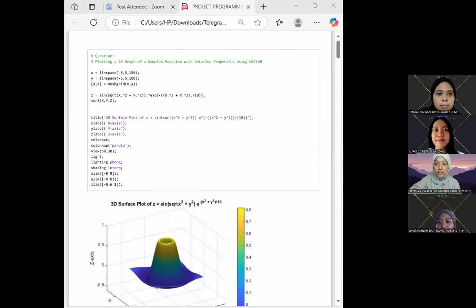I'm Dr. Raza. So we are from Group 3 and we're doing Project 3. So we'll start with our group members.